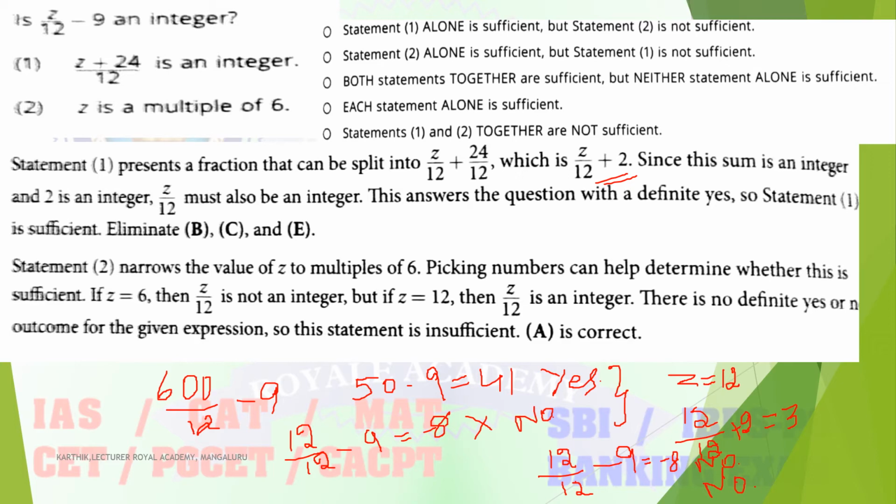So which option is correct? Option A is correct. From the first statement you can answer the question. I hope all of you understood this type of question. This is a yes or no type of question; they are asking whether it is possible to determine or not. So first satisfy the first statement. First simplify and find out the z value. Then it should satisfy the condition. Then only you can answer the question.